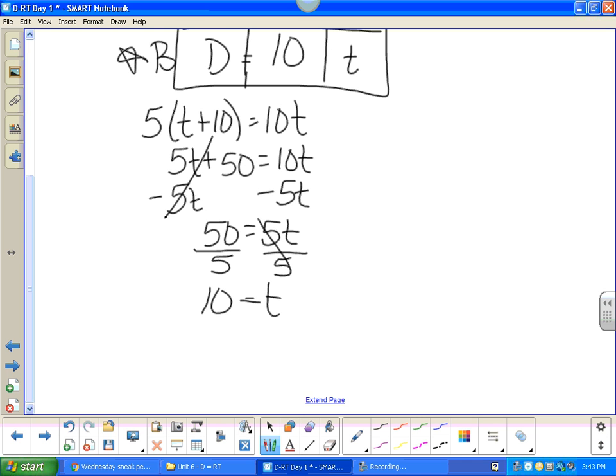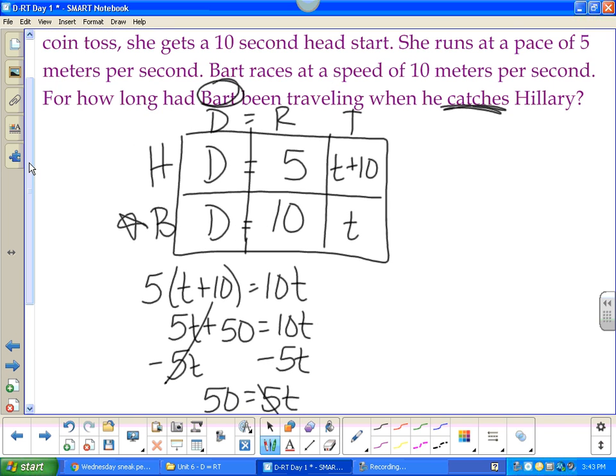So t equals 10. So let's go fill that in. And then 10 plus 10 would be 20. And these are seconds. And we wanted Bart. So I want that one.